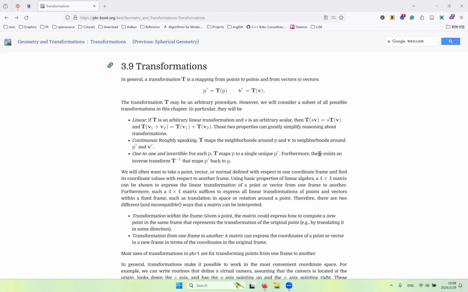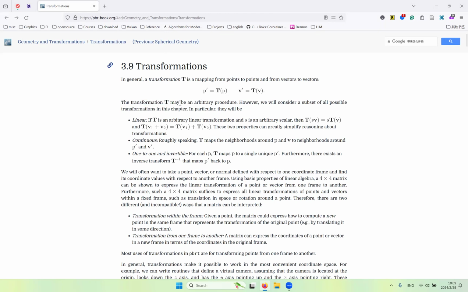Today, we will continue talking about PBRT and starting from chapter 3.9, where we talk about transformation. So a transformation maps either a point or a vector.